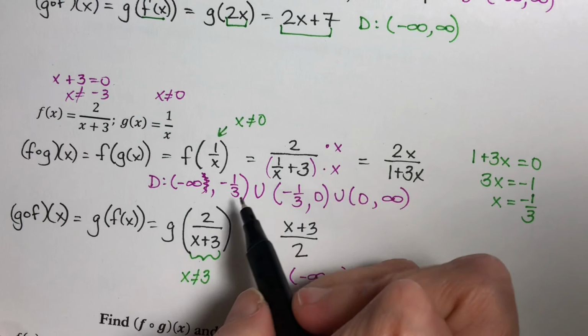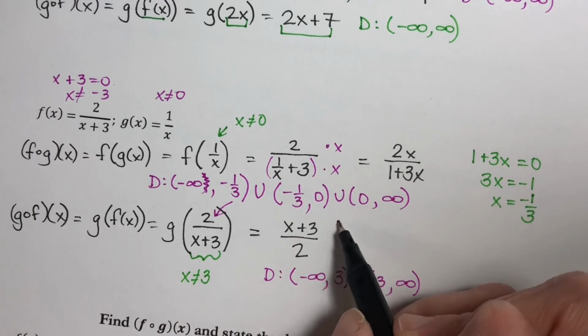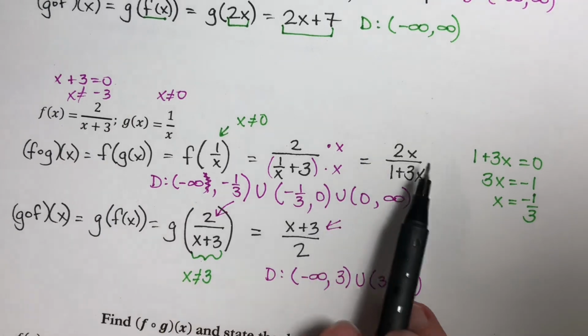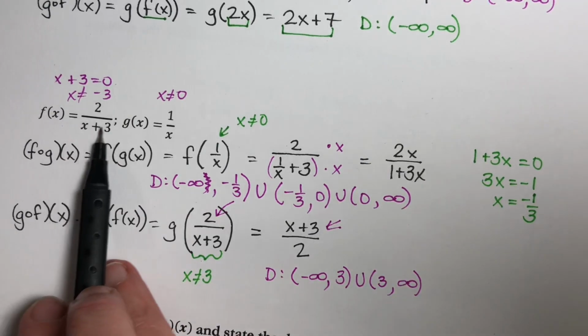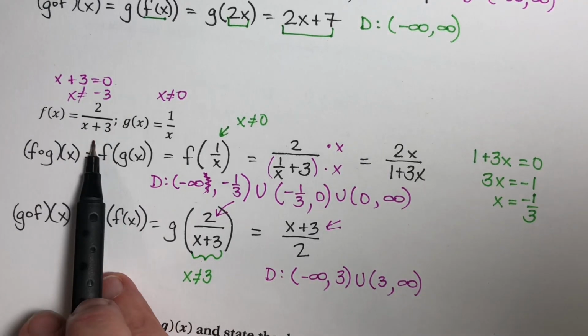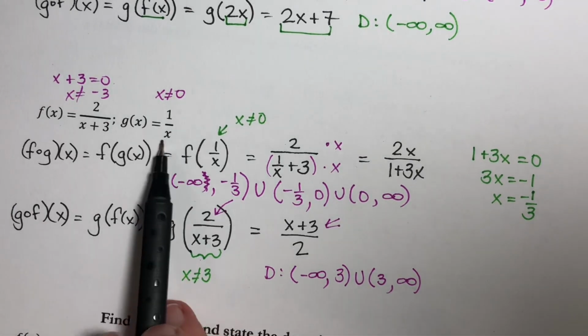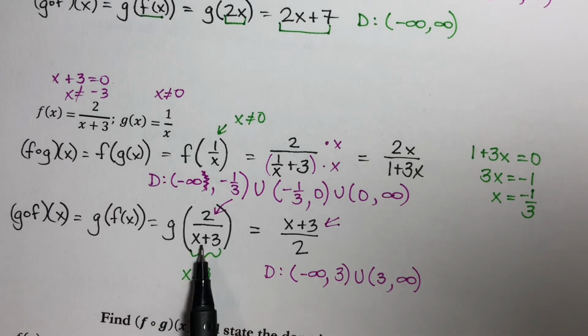Remember, you only look at the part that you plug in and then your overall answer. I did not have a problem with 3 in this first one because I never used this one directly. I don't have a problem with 0 here because I never used 1 over x directly. I was plugging something else in.